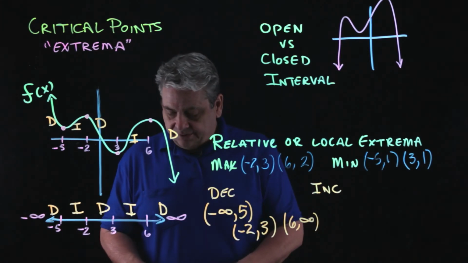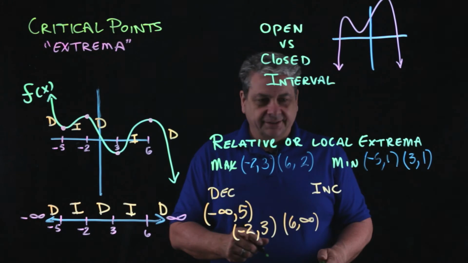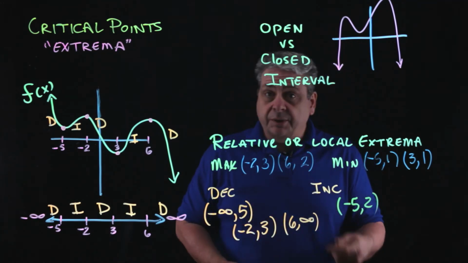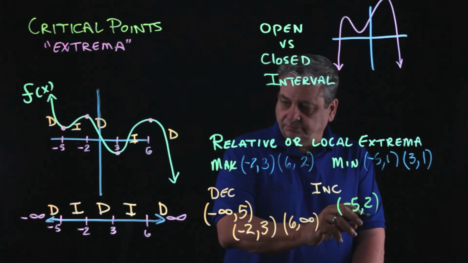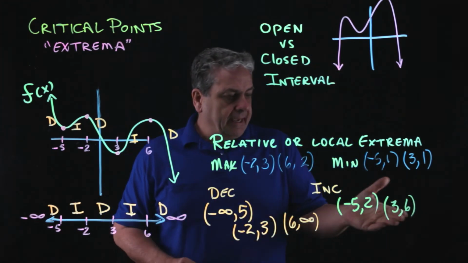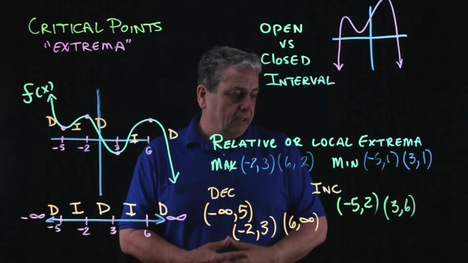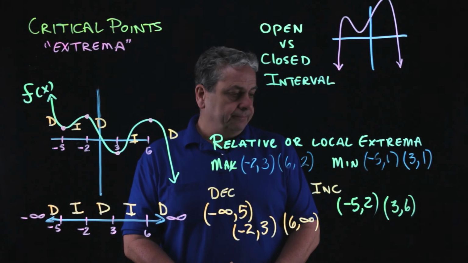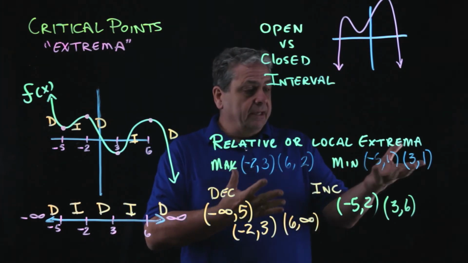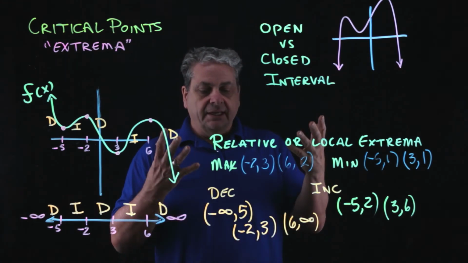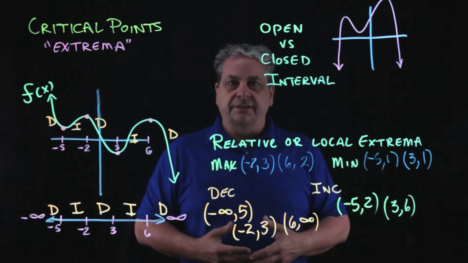Let's look at increasing. Choose a different color here. All right, increasing happens between negative 5 and 2, and between the open interval of 3 to 6. All right, so that's how I note the relative minimums, relative maximums, decreasing intervals, and increasing intervals.